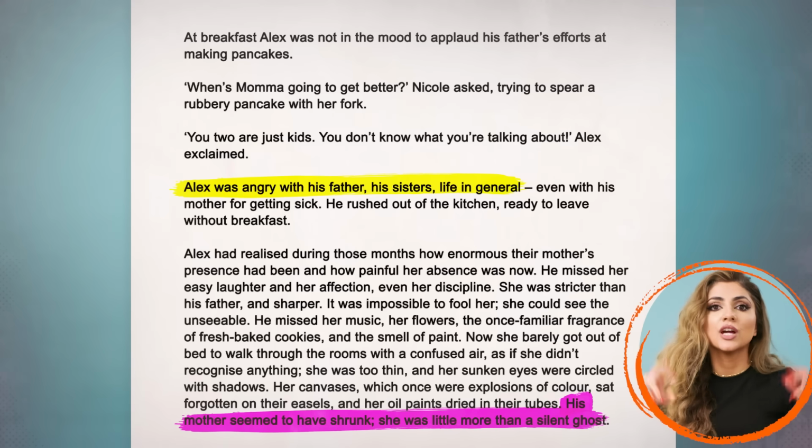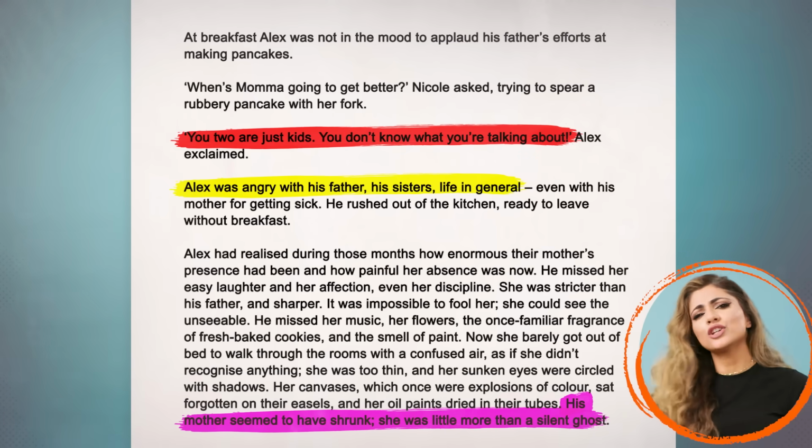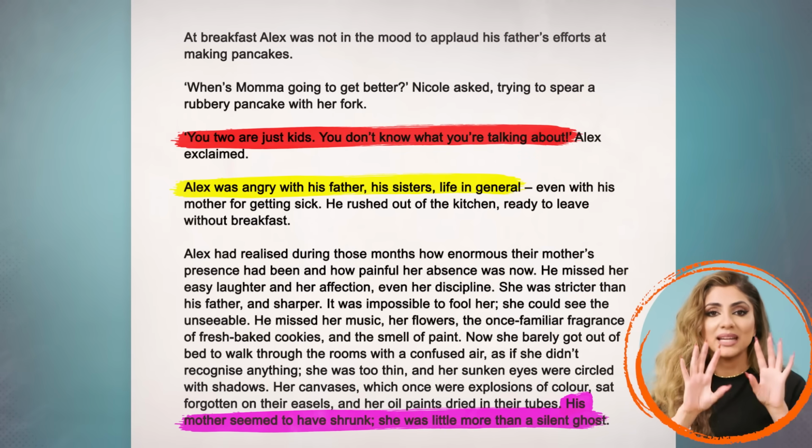But for the purpose of this video, I'm going to write one example paragraph for you using the quotation, "You two are just kids. You don't know what you're talking about." Copy it down for me. You can use this paragraph that we're about to write as a template when you are writing your own paragraphs.